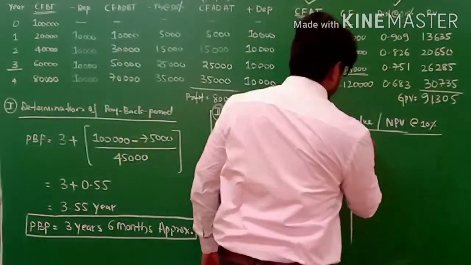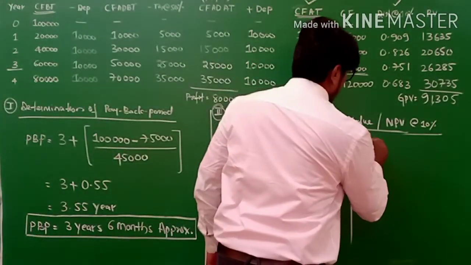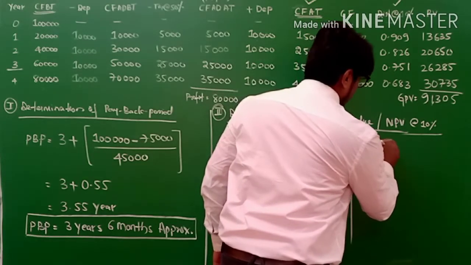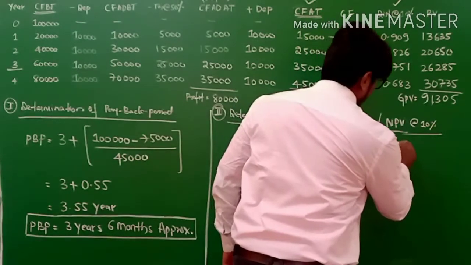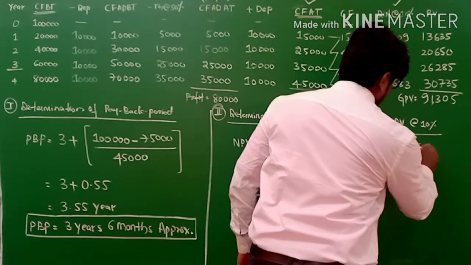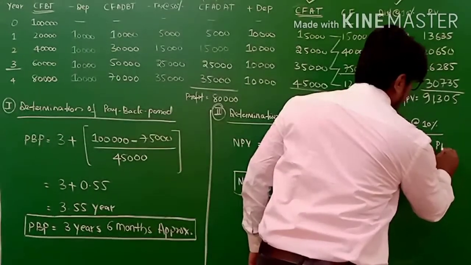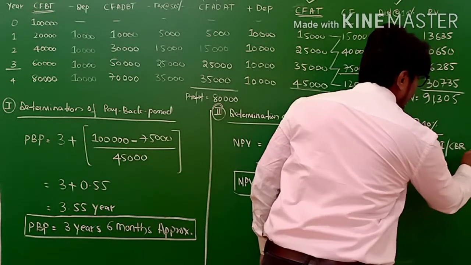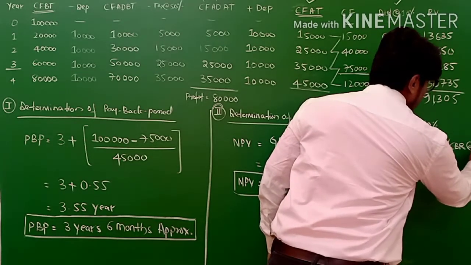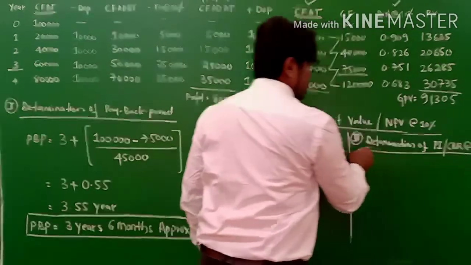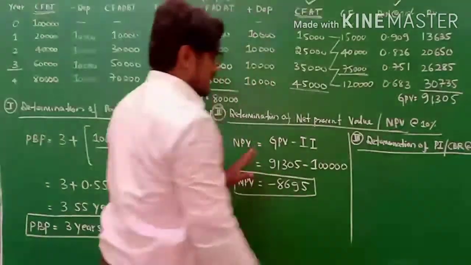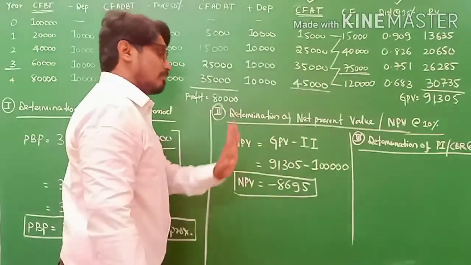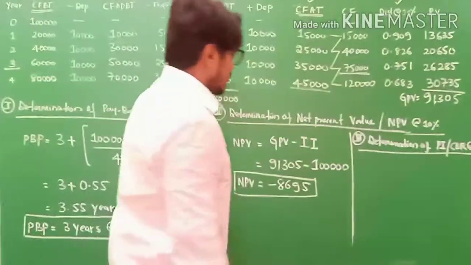The third technique is determination of profitability index or cost benefit ratio at 10%, my friends. At 10%, same as it is. If the NPV is at 10%, the profitability index will also be at 10%.